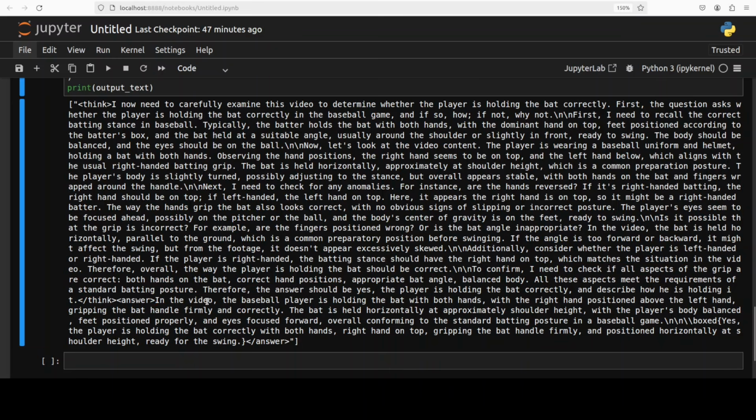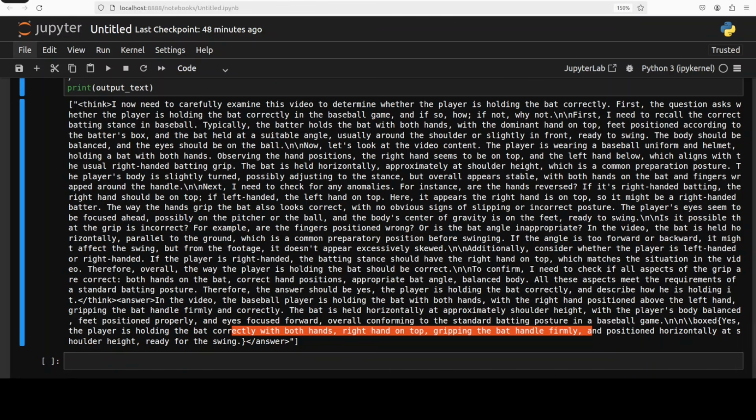Now this is the answer. In the video, the baseball player is holding the bat with both hands, with the right hand positioned above the left hand, gripping the bat handle firmly and correctly. The bat is held horizontally at approximately shoulder height, with the player's body balanced, feet positioned properly, and the eyes focused forward. Overall, conforming to the standard batting posture in baseball game. So it's a yes, that it is holding correctly. Very nice. But if you are the baseball player or enthusiast or fan, please let me know in the comments.